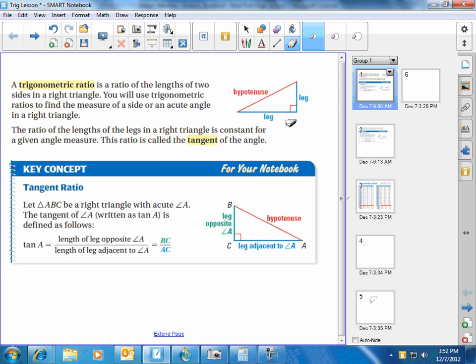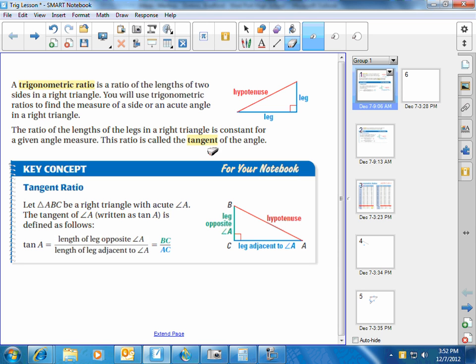Well, first let's back up a little bit. First, you need to know the anatomy of a right triangle. With right triangles, the two sides that form the right angle are called the legs, and the side opposite the right angle is called the hypotenuse. All right, so we're going to look at three trigonometric ratios: tangent, sine, and cosine.